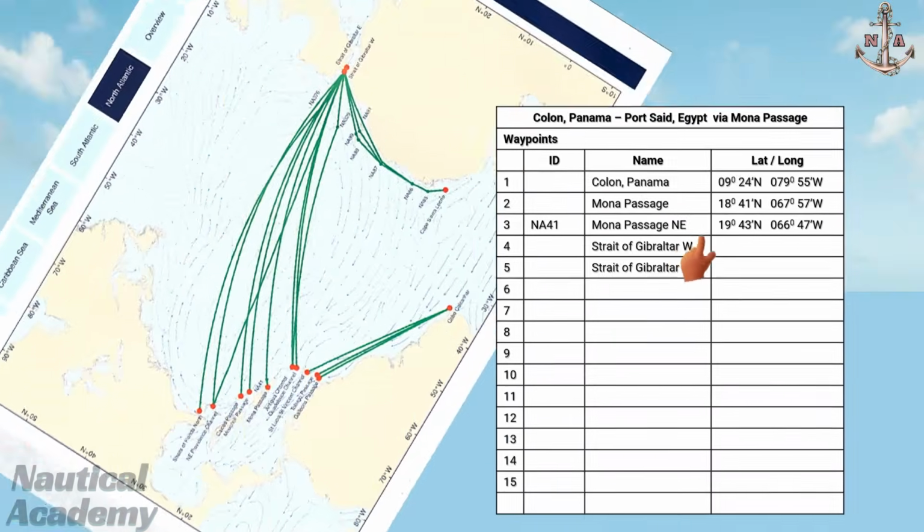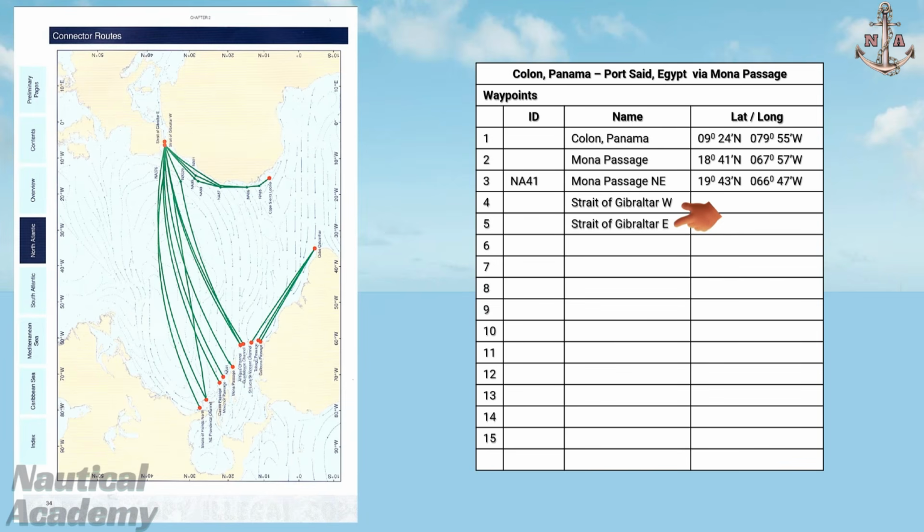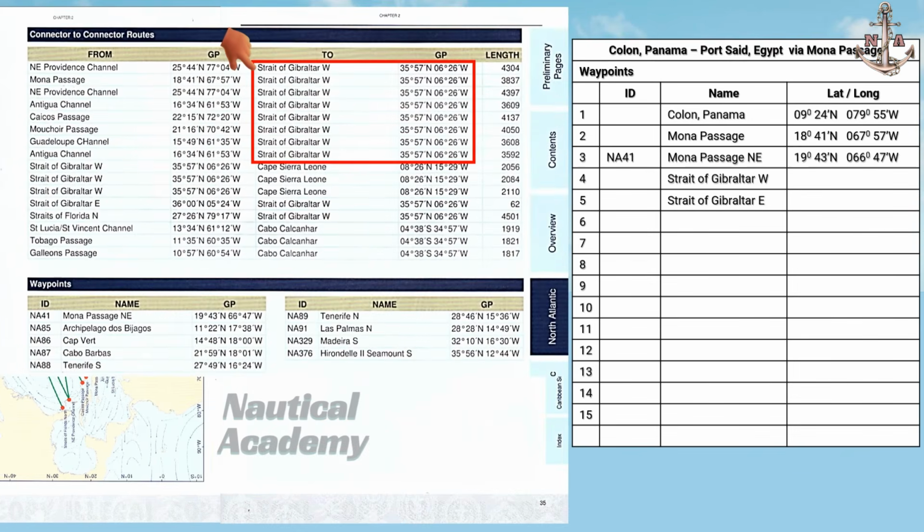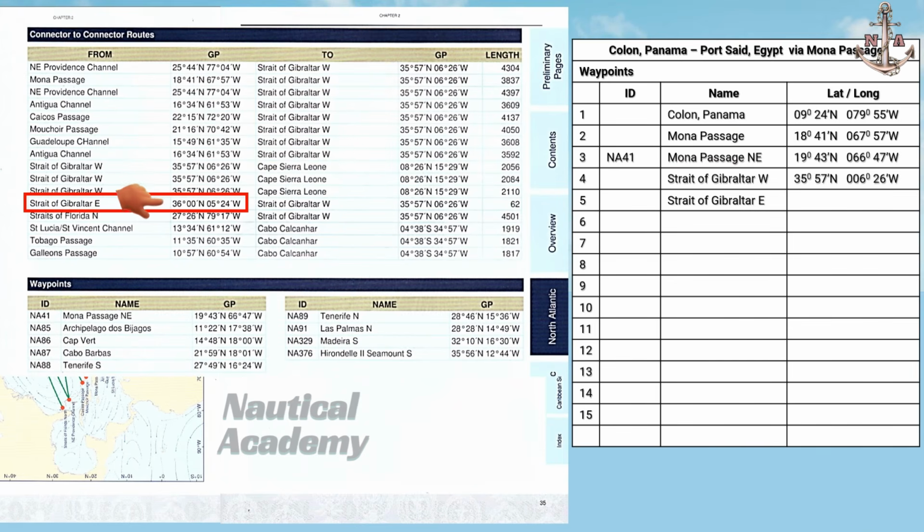Now, the geographical positions of these connectors can be found on the next page. For the Strait of Gibraltar West, this is the coordinate. And for the Strait of Gibraltar East, this is the corresponding coordinate. Take note of these geographical positions for future use.